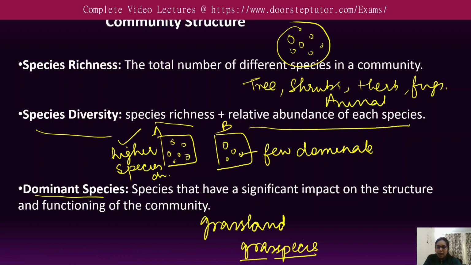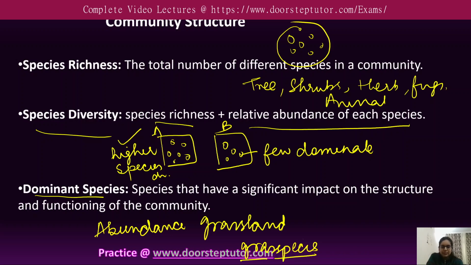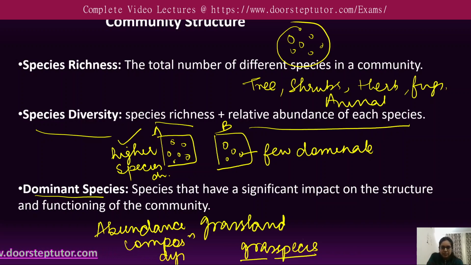Okay, so their abundance influences the composition as well as the dynamics of the entire community. So this is how the structure of the community forms.